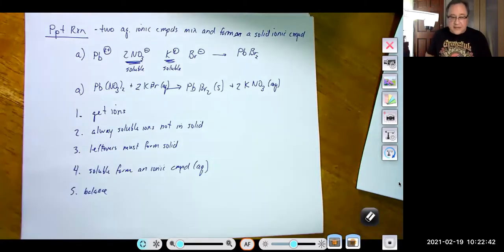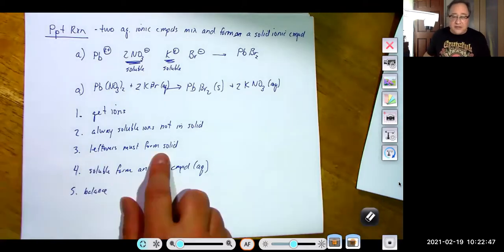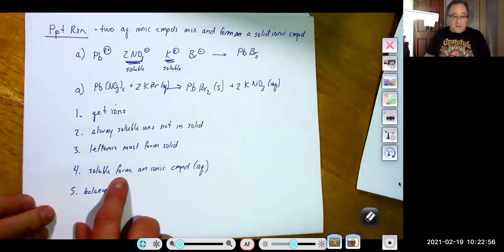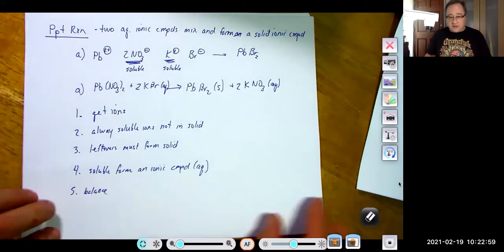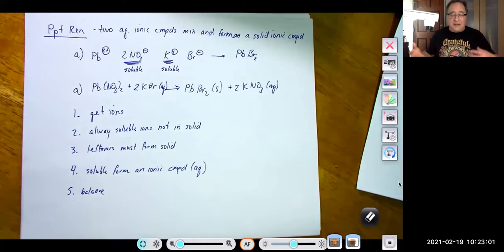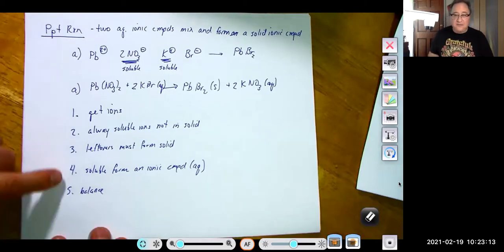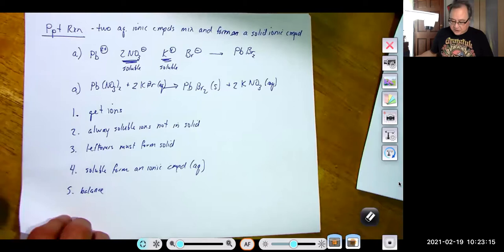So you can see in these steps, they're broad steps. Like when I say the leftovers must form the solid, you'll notice I say, and make sure you get the right formula for the solid. That's kind of a given. And here, the solubles form an ionic compound, I don't write and the formula has got to be the formula of an ionic compound. That's kind of a given. So now we know what to do, right? It's easy as 1, 2, 3, 4, 5. So let's try that for B.